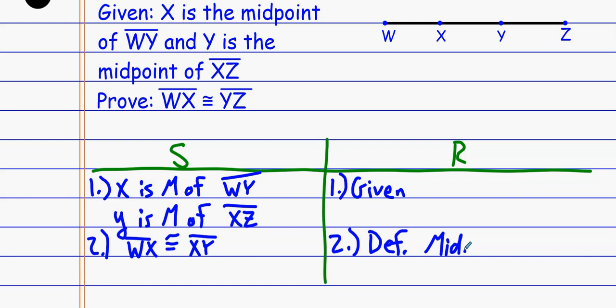Okay? Then I immediately went, well, hey, XY and YZ are congruent because once again, Y is the midpoint. I don't even have to do a separate step. I can use that right here. I can use the same justification. Anytime you can use the same justification, I'm fine with you using it in the same step. See, those are congruent for the same reason. That's the definition of the midpoint.